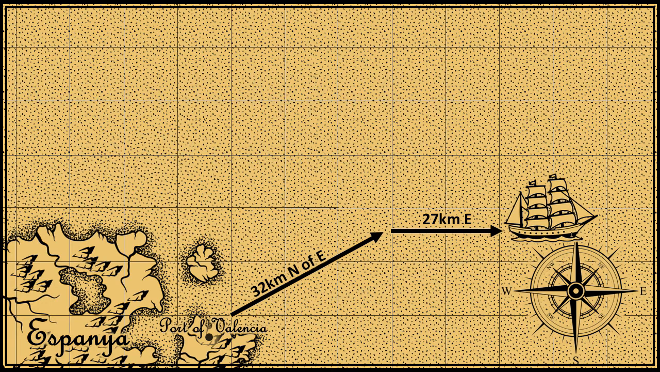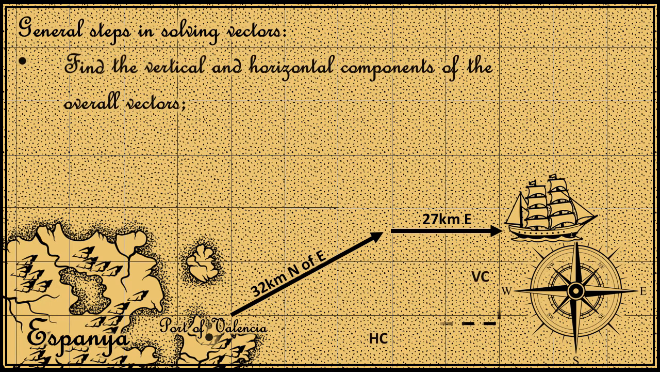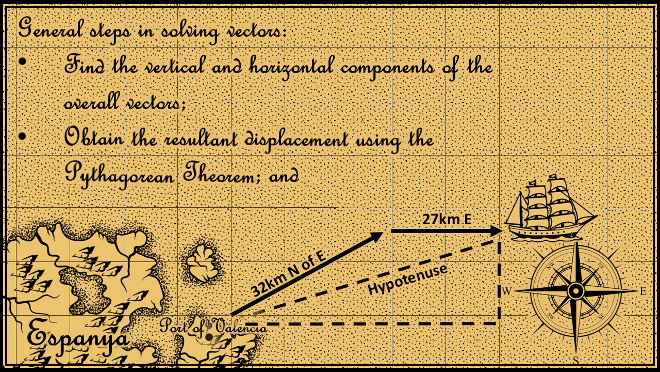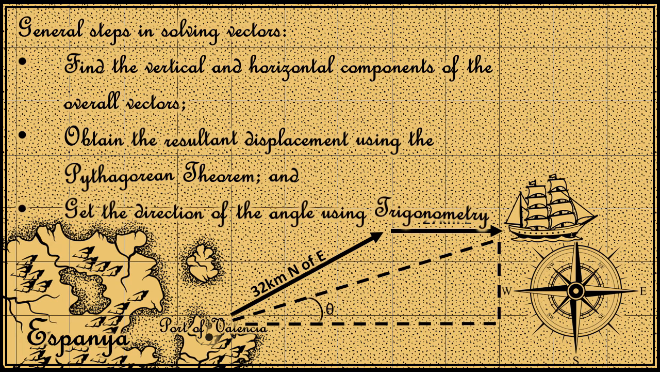In solving vectors, we have three general steps. First is to graph out the problem and find the vertical and horizontal components of the overall vectors. Second, after identifying the vertical and horizontal components, we can now obtain the resultant displacement using the Pythagorean theorem. And lastly is to get the direction of the angle using the concepts of trigonometry.